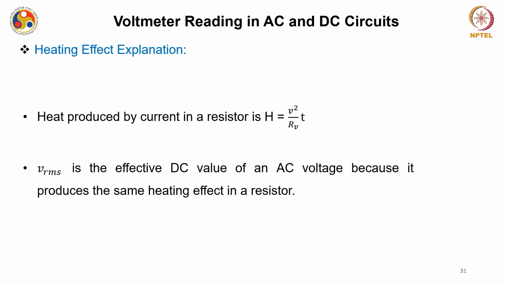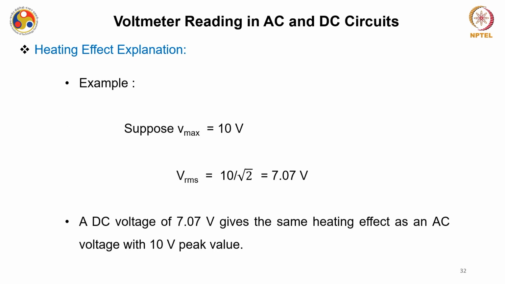Now, heat produced by current in a resistor, as we have already seen, is V squared times T divided by the internal resistance of the voltmeter, which is RV. This Vrms is the effective DC value of an AC voltage because it produces the same heating effect in a resistor. Suppose Vmax is 10 volt, then Vrms for the sinusoidal wave that we have just seen is 10 by root 2, or 7.07 volt. So a DC voltage of 7.07 volt gives the same heating effect as an AC voltage with a 10 volt peak value.